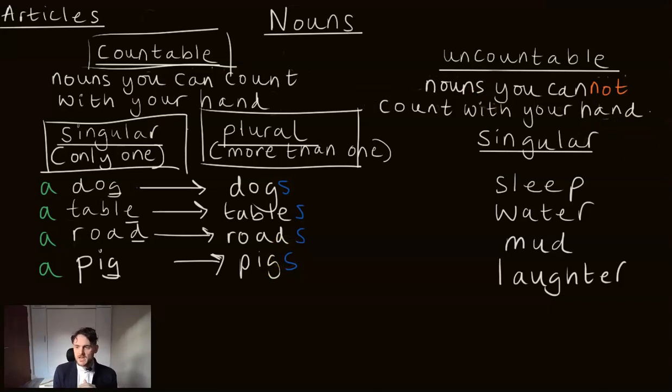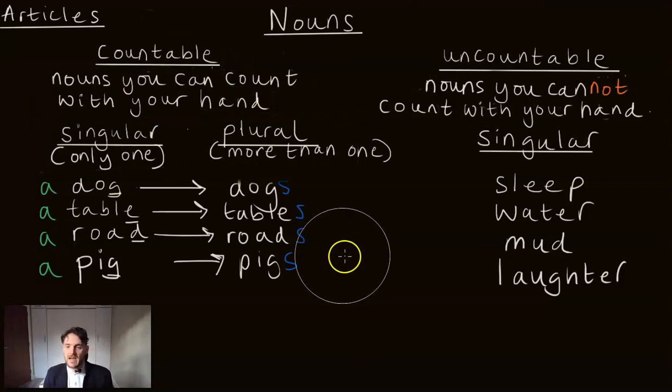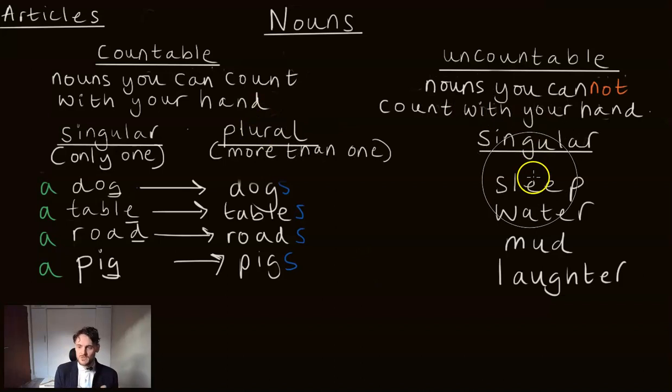And then we have our uncountable nouns. Uncountable nouns, as you can understand and have probably gathered, are nouns that you cannot count with your hand. Things that you just can't count. For example, sleep, water, mud, laughter, hope, sand, salt. Can you count these things? Well, you can try counting sand or salt, but really you can't.